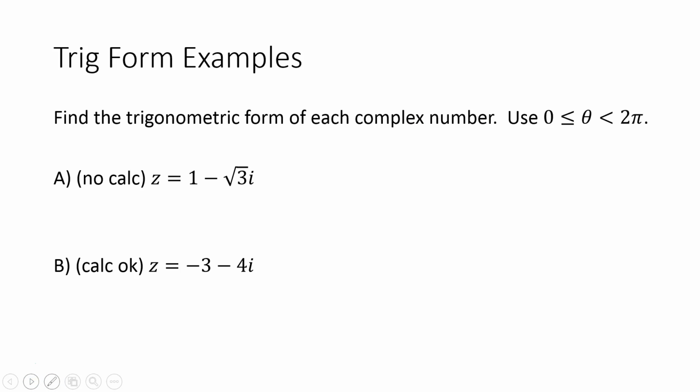So what we want to do here is find trigonometric form of each complex number, and we'll find it using theta between 0 and 2 pi. We'll do these together. So what we're doing here is we know a plus bi, and we want to find what is theta and what is the r distance there. So first one we're doing with no calc. Hopefully it'll be a nice value we know.